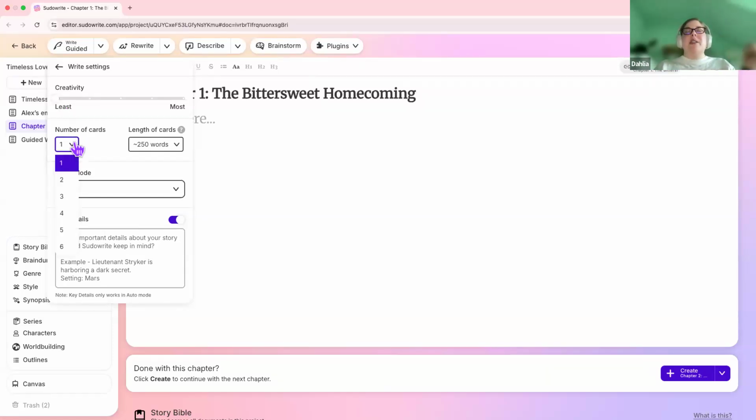With the number of cards, you can decide how many variations of cards you'll get generated every time you hit the write button. You can go from 1 to 6. Something to keep in mind is even if you do not use the cards, every variation that gets generated will cost you credits.